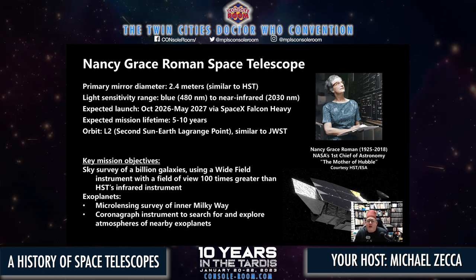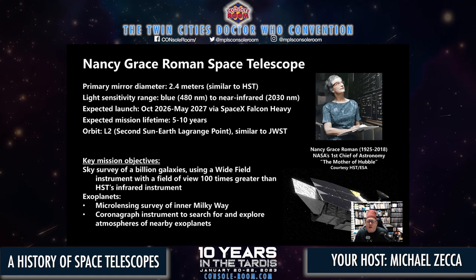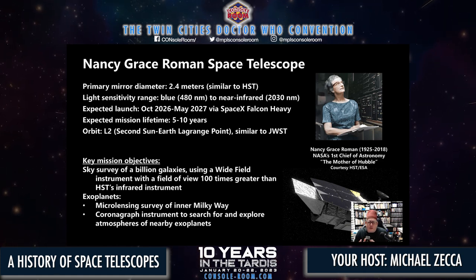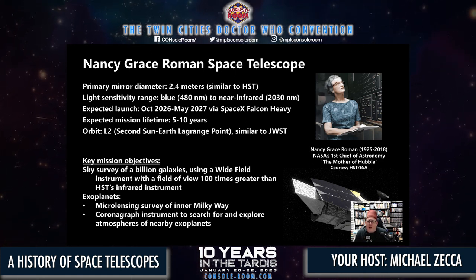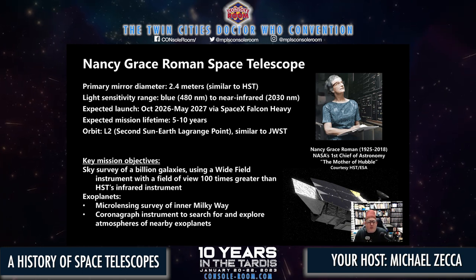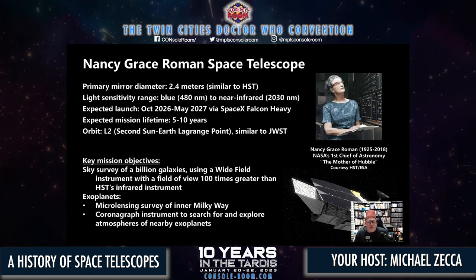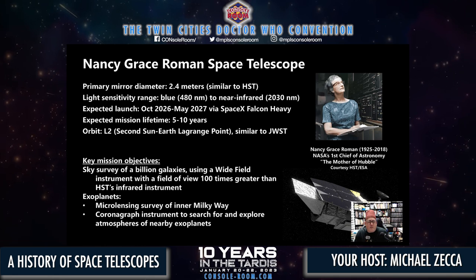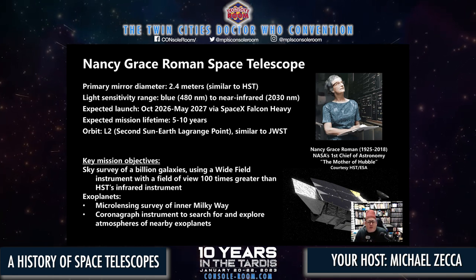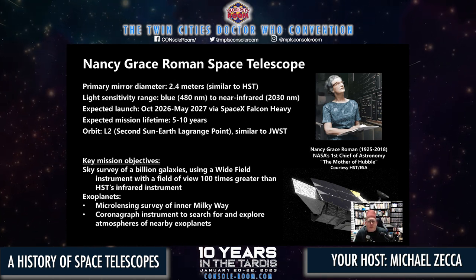Nancy Grace Roman was the first chief of astronomy at NASA. She's often considered the mother of the Hubble Space Telescope. She's one of the forces that got that scope off the ground. And so the scope has been named in her honor. You've got a picture of what it's supposed to look like. And again, it's a tube like Hubble with solar panels to keep it powered.